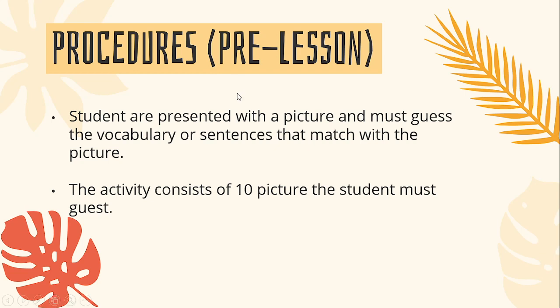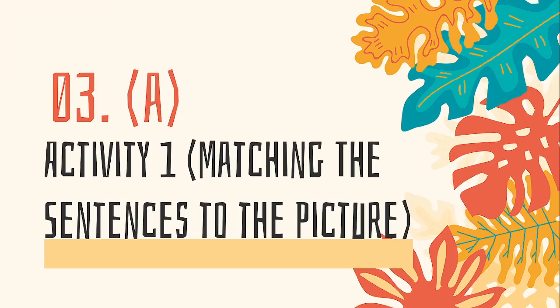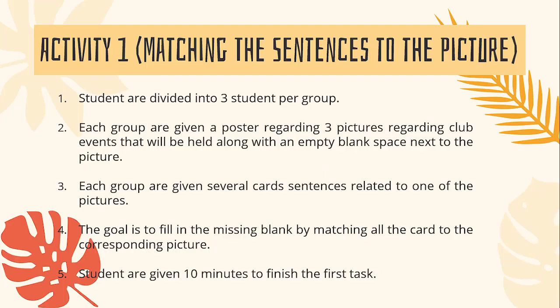Right. So let's focus first on the pre-lesson, where students are presented with a picture, and they must guess either the word or vocabulary in this case, or sentences that match with the picture. So basically, they're shown a picture, and the student must guess the answer correctly based on what they are presented, either vocab words or sentences that match with the picture. The activity itself consists of 10 pictures the student must guess. So let's move on to Activity 1, which is matching the sentence to the picture.